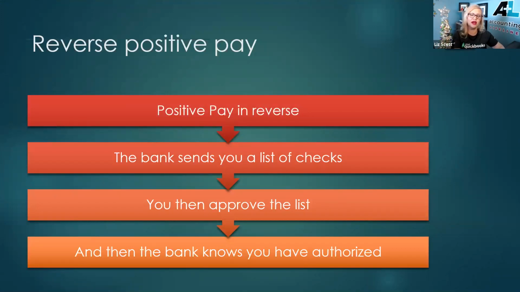So this is whenever the bank says, okay, I'm going to send you the list of all of the checks that came through, then you approve it, and then the bank has the authority to then process it. This is a slower process, and this is the reverse positive pay. I would not recommend it unless you have to, but the first option with positive pay is really the optimum in making sure that you don't have fraudulent checks clearing your bank.